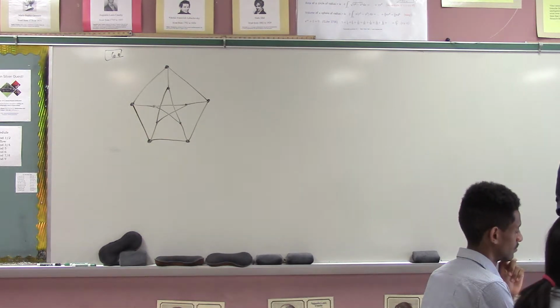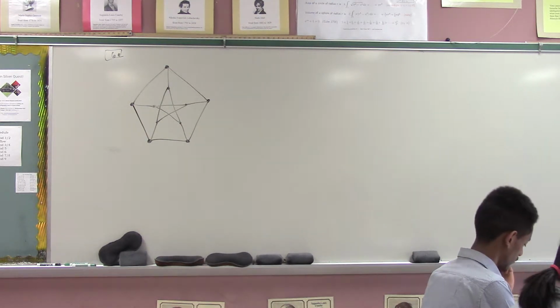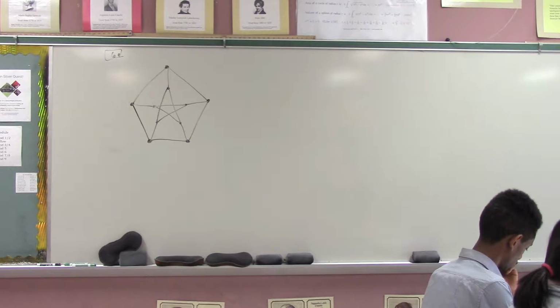What's the edge connectivity? Also 3. I think this one's more clear, right? To disconnect any point from the rest, you need to remove 3 edges. So it also has edge connectivity 3.